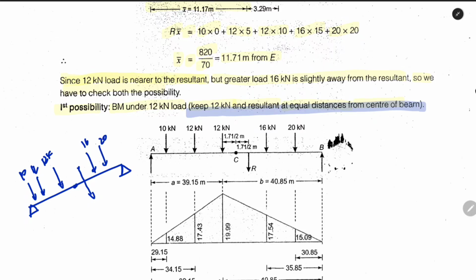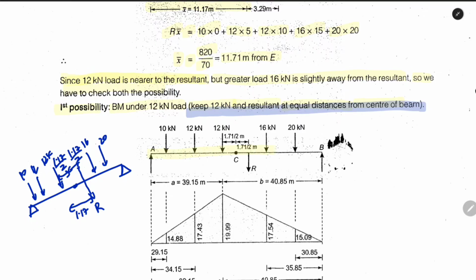So what we do, we will place our loading in such a way that the 12 kilonewton load and the resultant load are equidistant from the center of the beam. So this distance is 1.17. So we will keep our loading in such a way that it will be 1.17 by 2 and it will be 1.17 by 2. So the same is depicted in the figure.